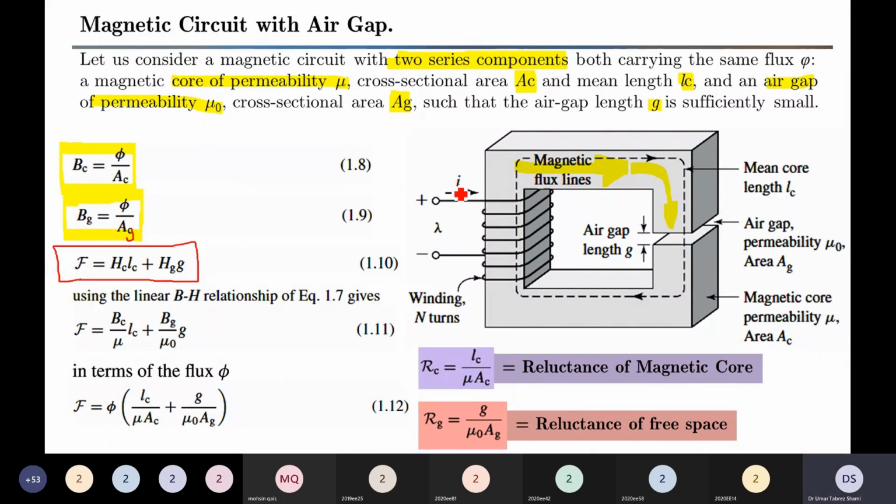Okay, so using the linear BH relation, as shown in equation 1.7, gives that the MMF is equal to the flux density of the core divided by mu into L, plus the flux density of the air gap divided by mu naught into the air gap. And then in terms of flux, if we take flux common, we get that F, or the MMF, is equal to flux times LC over mu AC plus G over mu naught AG.